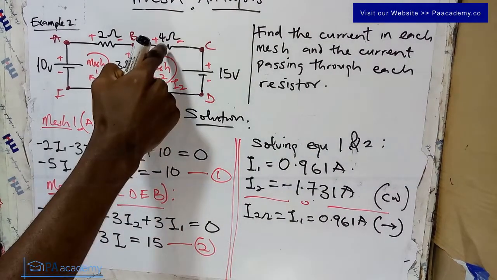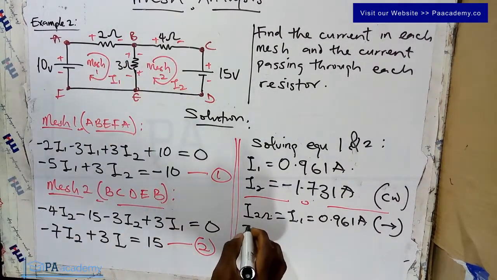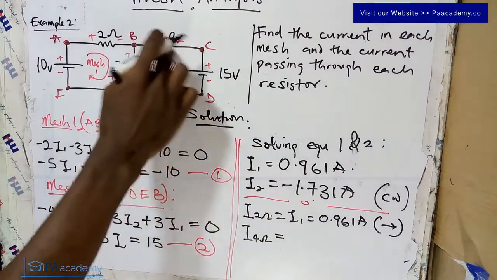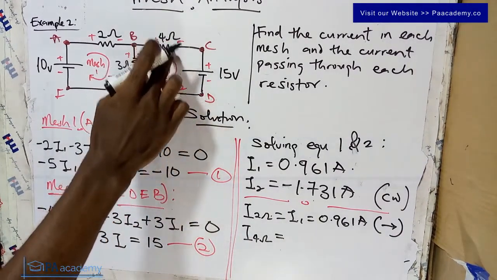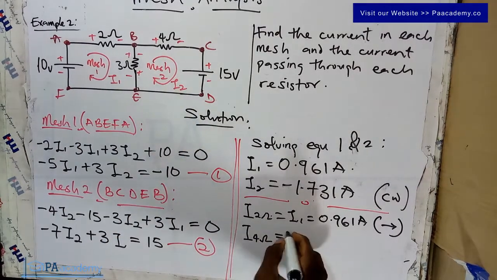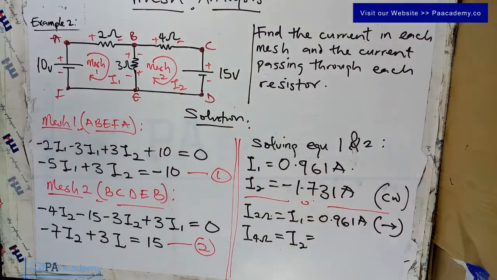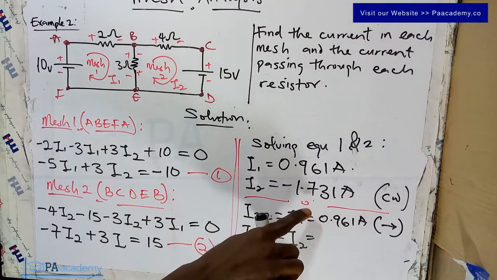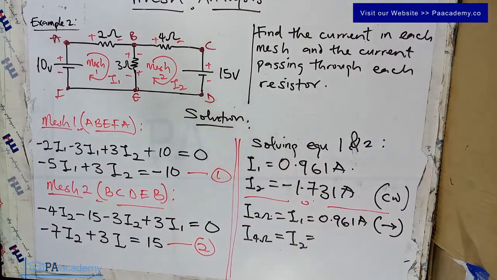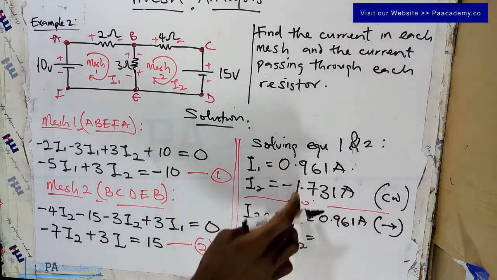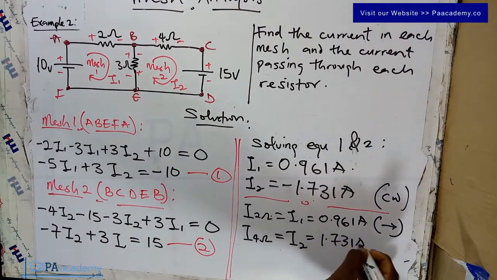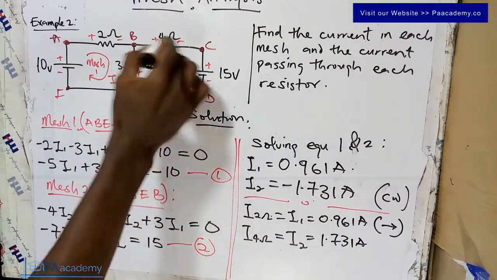So also let's do that of 4 ohms. So the current flowing through the 4 ohms resistor. So if you look at it, the current flowing through the 4 ohm resistor is I2. And we've gotten our I2 to be minus 1.731 amperes. But we cannot indicate it as minus here. So we'll go ahead and write 1.731 amperes. Now, this is the direction that we picked.